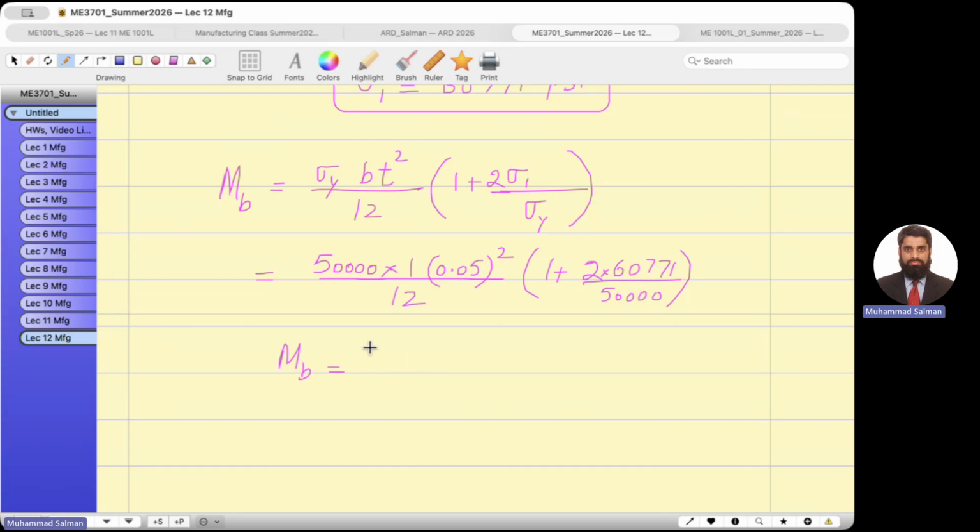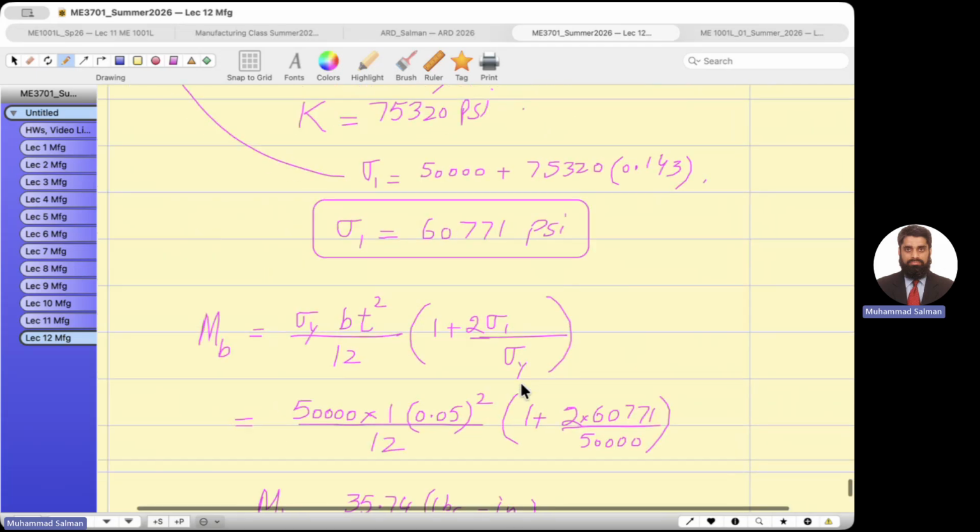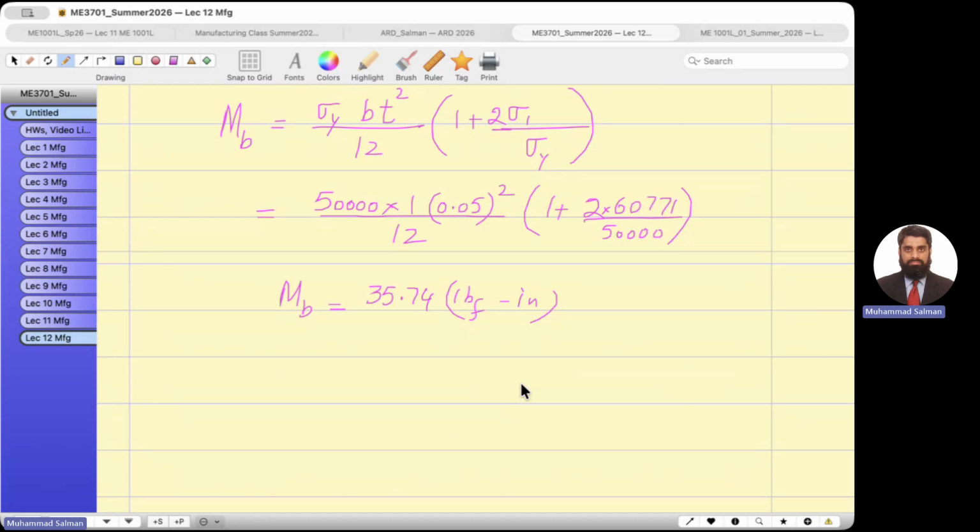If you do the math, you get this much bending moment. Moment is like torque. The unit of torque is Newton meter in the SI system, or pound force inch in the FPS system. This is in the inch system, foot pound second, so we have to write down the unit in inches.